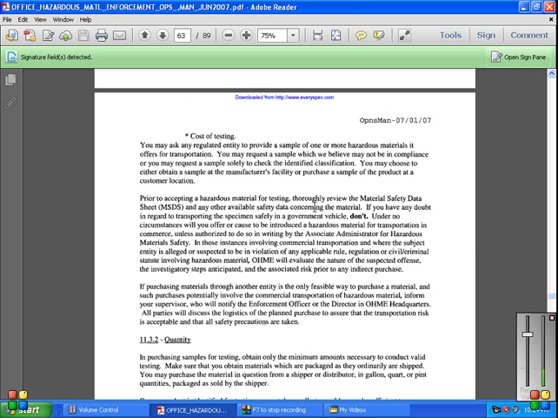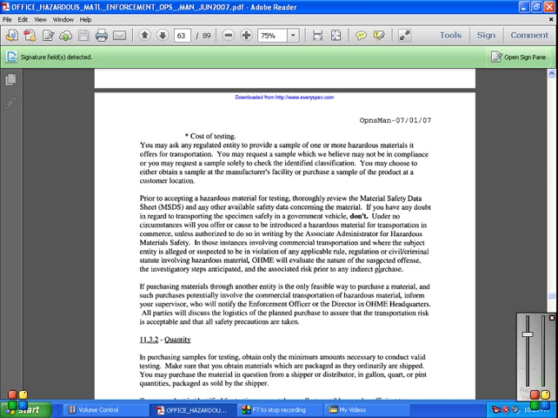If you have any doubt about the safety of transporting a specimen, do not offer it or introduce hazardous material into transportation in commerce, unless authorized to do so in writing by the Associate Administrator for Hazardous Material Safety. In those instances involving commercial transportation, when the subject entity is suspected to be in violation of applicable rules, regulations, or civil or criminal statutes involving hazardous material, OHME evaluates the nature of the suspected offenses, the investigatory steps, and the anticipated and associated risks prior to the indirect purchase.